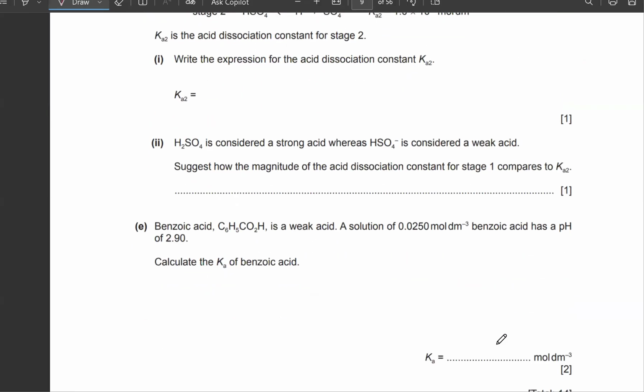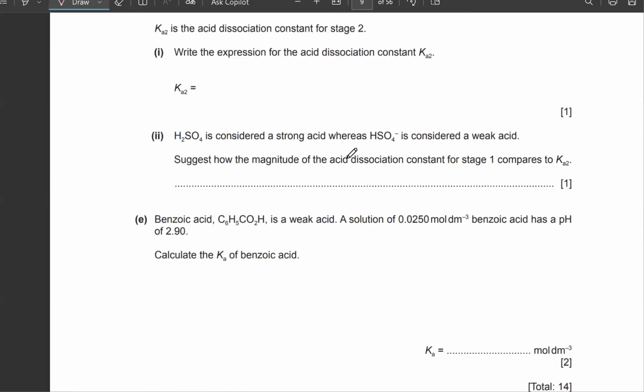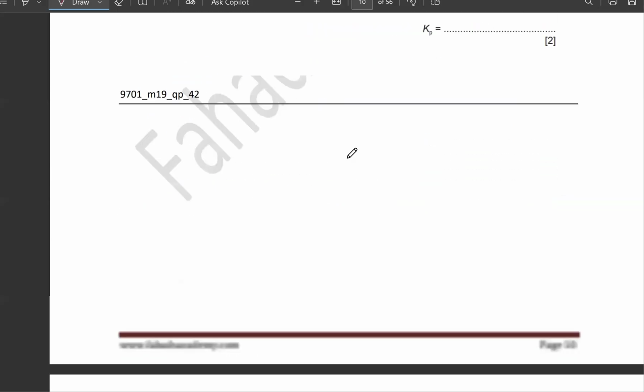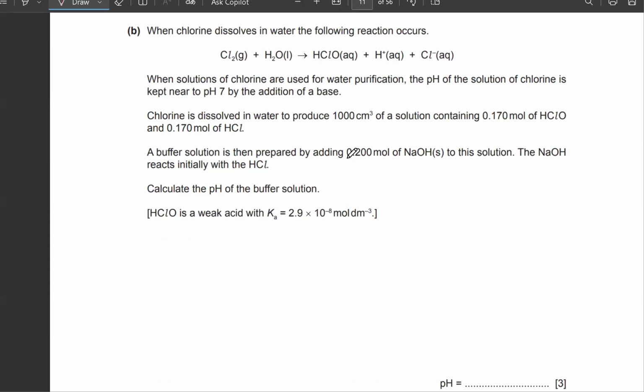This one is just a weak acid, not a buffer. Let me see the questions. That's Kp, forget Kp. This question.